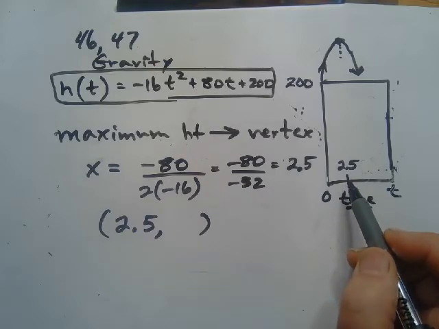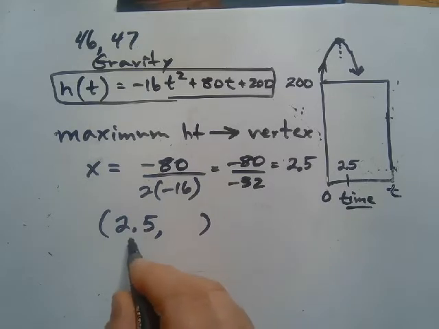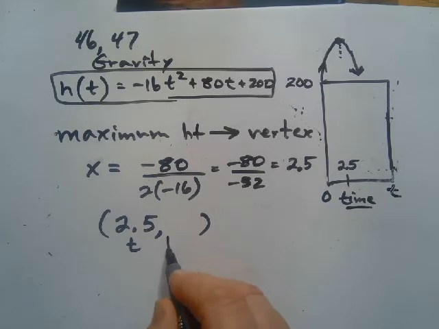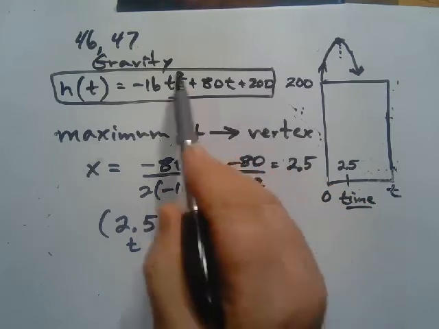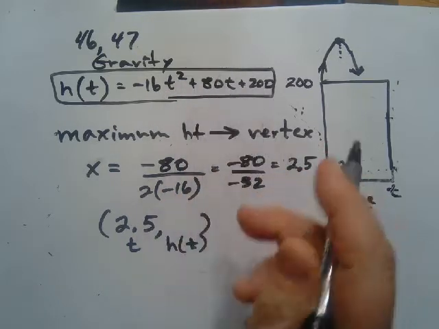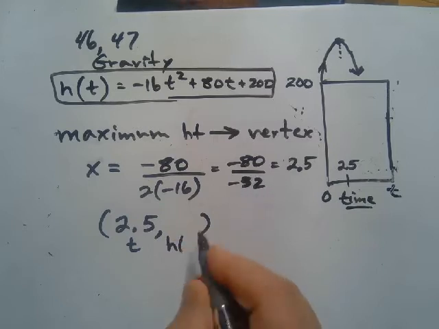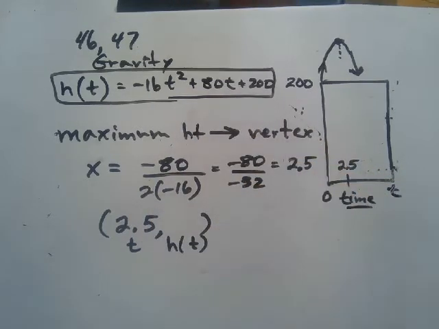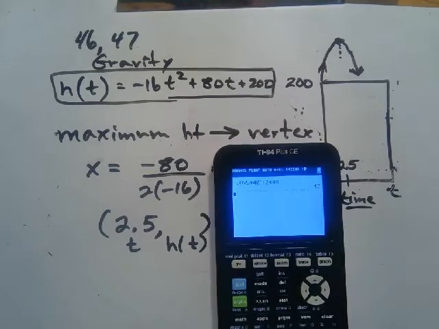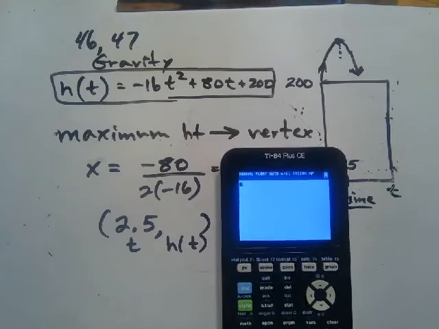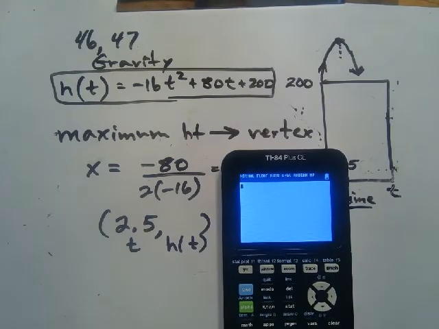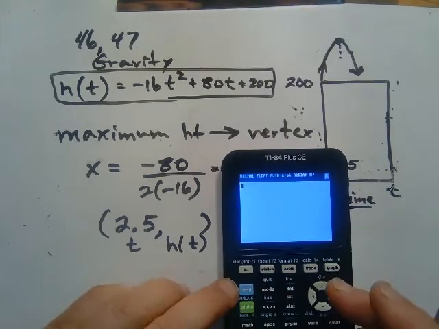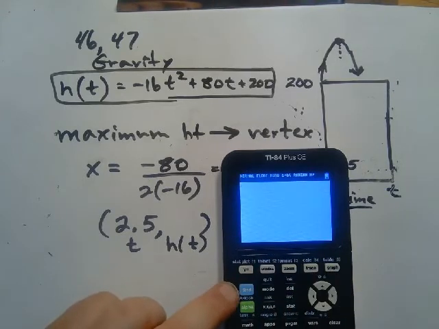Now we need to find the height. Well, that is not the height. That's the time. The height at that time we're going to have to find by plugging 2.5 into this equation. You can do it with your calculator, or you can do this manually. I'm going to just go ahead and do it with my calculator here. So we're going to plug that value into our equation here. Or we could even use a table if we wanted to. But let's go ahead and plug it in.